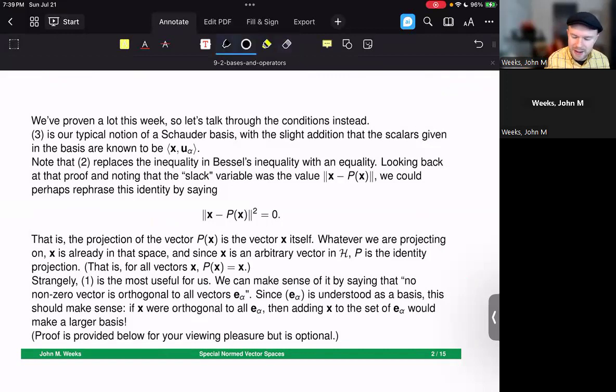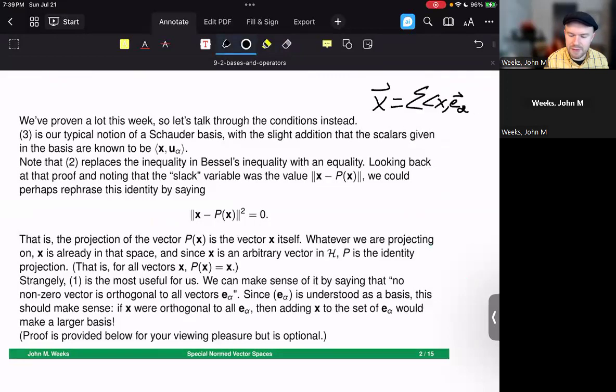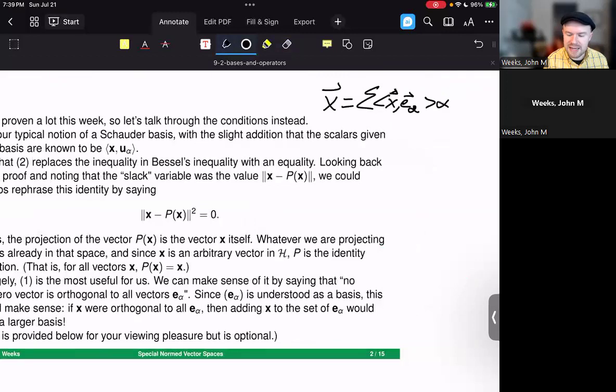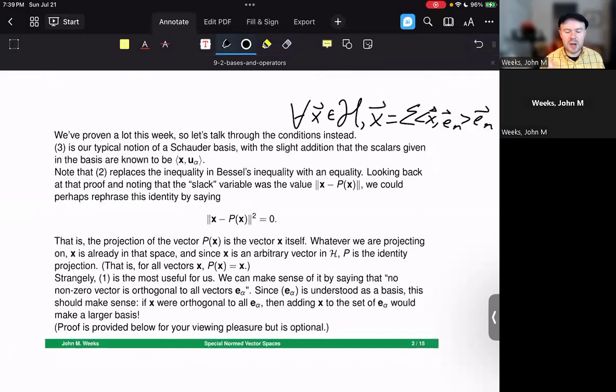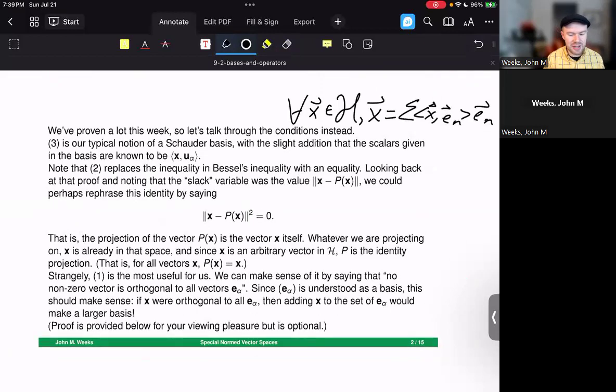Condition 3 was the one about how you could take an x and make it the sum of the inner products of the vector projections against each of the elements inside of our orthonormal sequence. So you could write any vector like this. This would be true for all x inside of our Hilbert space. Then this is our typical notion of a Schauder basis, with the slight addition that we actually know the scalars that are given in our basis, which is the inner product of x and u sub alpha. Note that this replaces the inequality in Bessel's inequality with an equality.